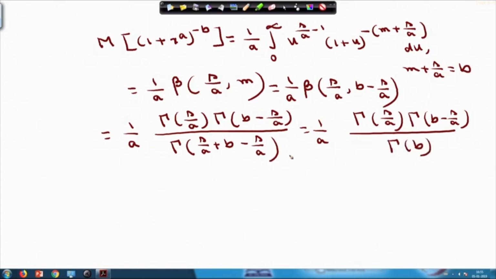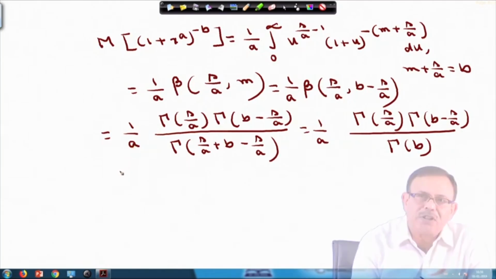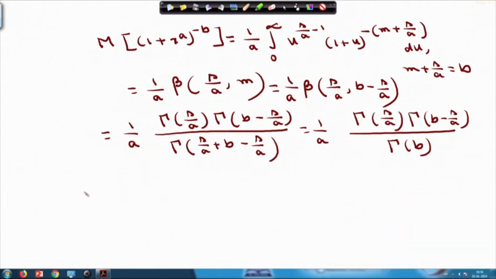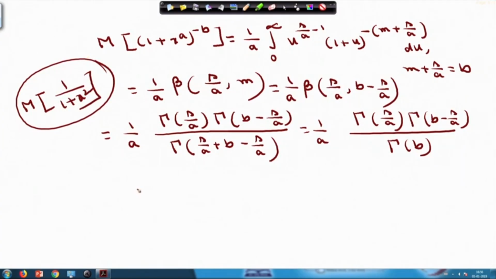So, the Mellin transform of (1 plus x to the power a) to the power minus b equals 1 by a, gamma of s by a, into gamma of b minus s by a, divided by gamma b. Now, we want to find out the Mellin transform of 1 by 1 plus x square. We want to find out Mellin transform of this.